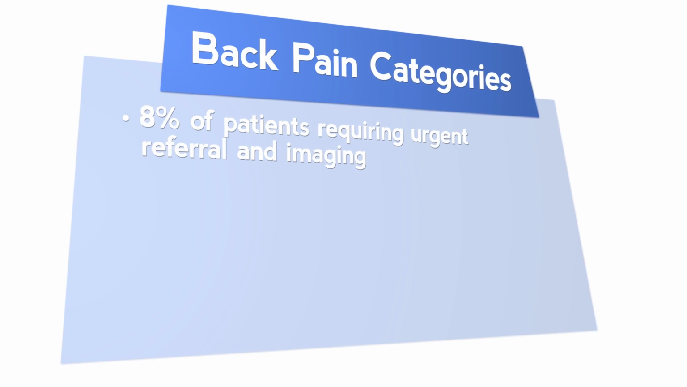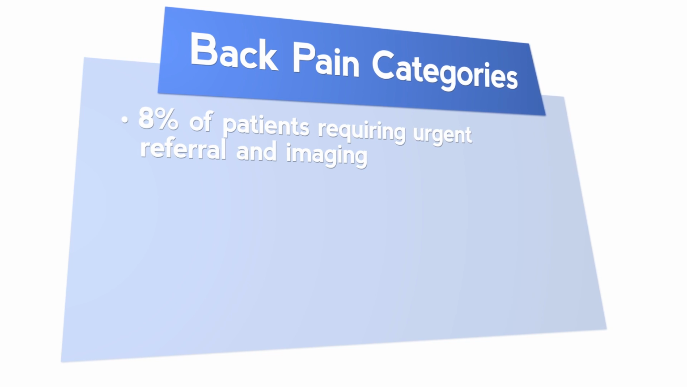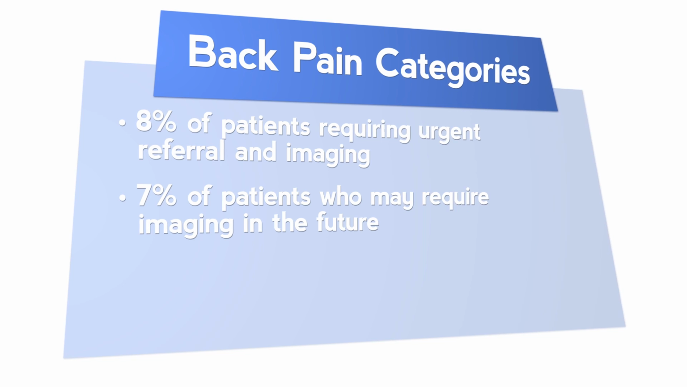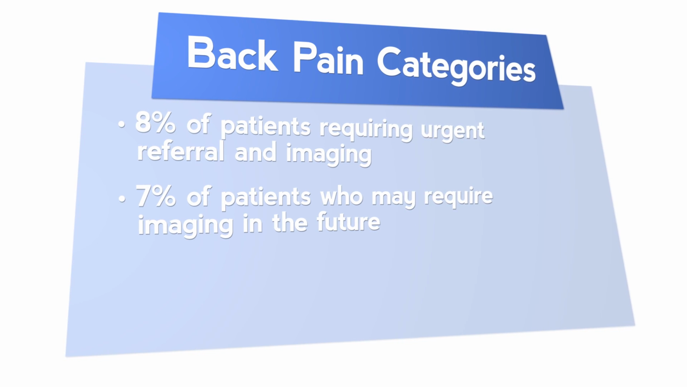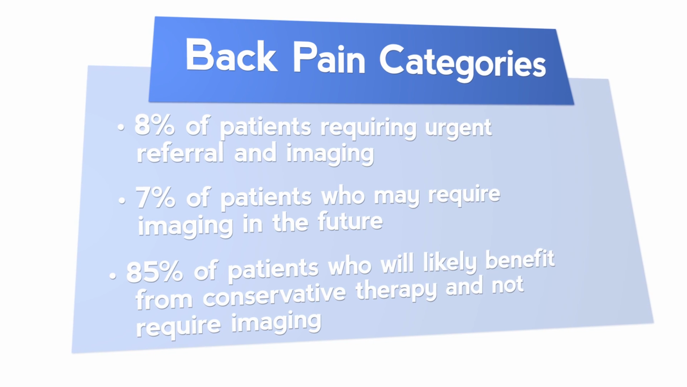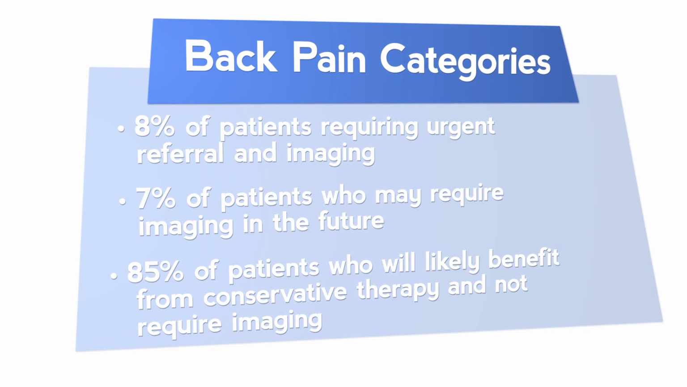In this video, we will demonstrate a proper physical exam of a patient with back pain. Just as with the history, the physical exam is critical in helping you to separate patients into 3 categories: the minority of patients with unusual and serious causes of back pain who need urgent referral and imaging, patients who may have herniated discs or spinal stenosis who may need imaging in the future, and the largest group, patients who will likely benefit from conservative therapy.